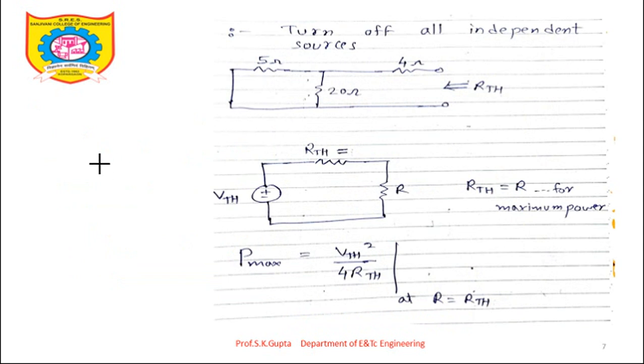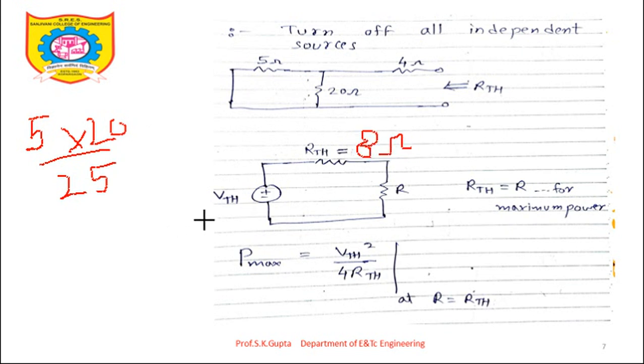So 5 parallel 20 is 5 into 20 divided by 25. So its value is 100 divided by 25, it is nothing but 4. 4 plus 4, 8. So RTH value is 8 ohm. VTH value is 32 volt. So your R should also be 8 ohm for maximum power transfer. Then maximum power transfer is given by VTH square divided by 4 RTH.